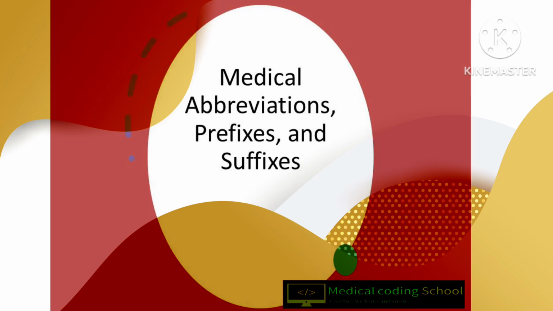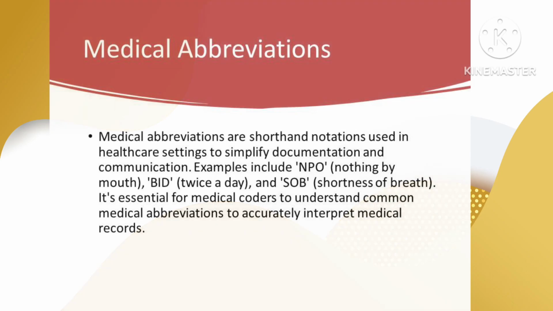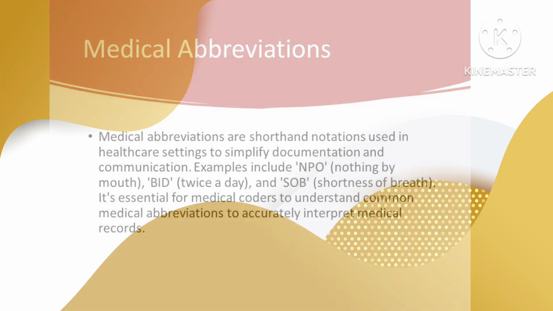This is very basic and important information for any medical coder or CPC aspirants. Medical abbreviations are shorthand notations used in healthcare settings to simplify documentation and communication. Examples include NPO, nothing by mouth, BID, twice a day, and SOB, shortness of breath. It's essential for medical coders to understand common medical abbreviations to accurately interpret medical records.